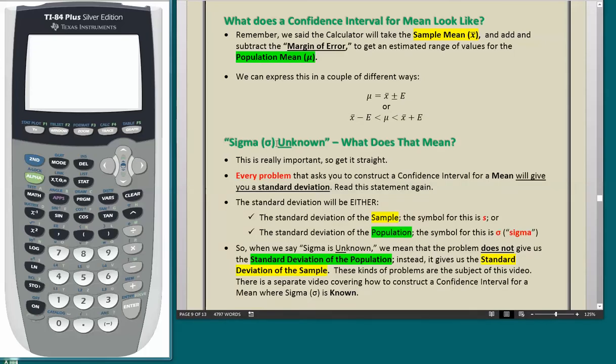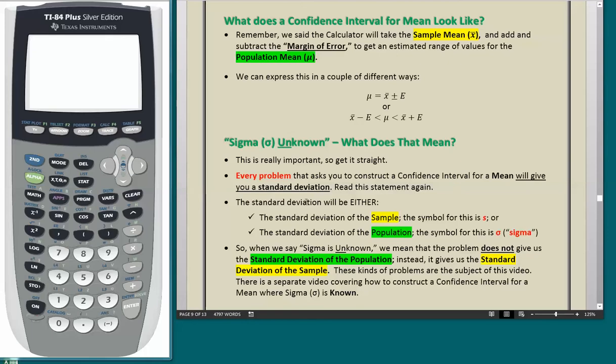So now we're talking about sigma unknown. What does that mean? Well, I really hope that you have watched the video on constructing a confidence interval for a mean where sigma is known. If you've watched that, you'll be in pretty good shape on this, but I'm going to go through it in detail again. First, this is really important, so you have to get it straight. Every problem that asks you to construct a confidence interval for a mean will give you a standard deviation. It says read this statement again, so I'm going to read it again because it's so important. Every problem that asks you to construct a confidence interval for a mean will give you a standard deviation.